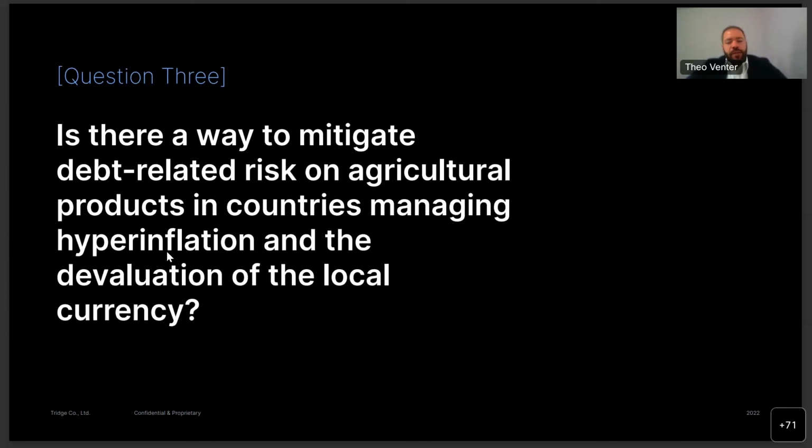But we're going to go about 5 minutes over time because I think this is quite an important question. So the question is, in a situation where you're taking on debt in a foreign currency, how can you manage the risks involved? Is there a way to mitigate debt-related risk on agricultural products in countries managing hyperinflation and the devaluation of the local currency? So this time, let's start again with you, Ahmed, and then we'll go to Fur and Ron. Okay, let me answer this question from the point of view of the exporters, because that's my main focus.